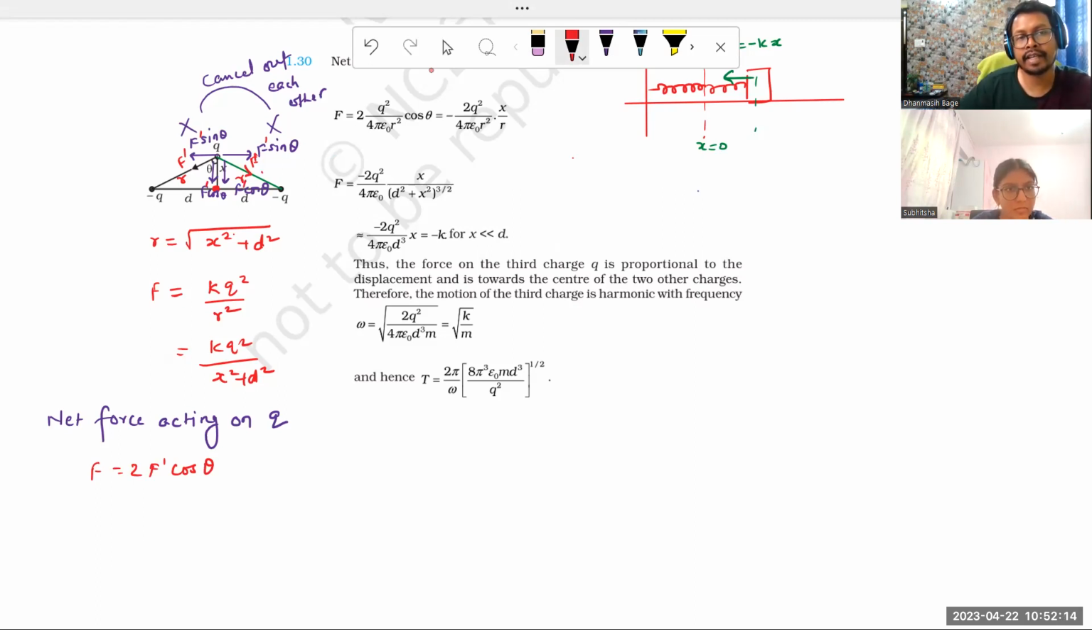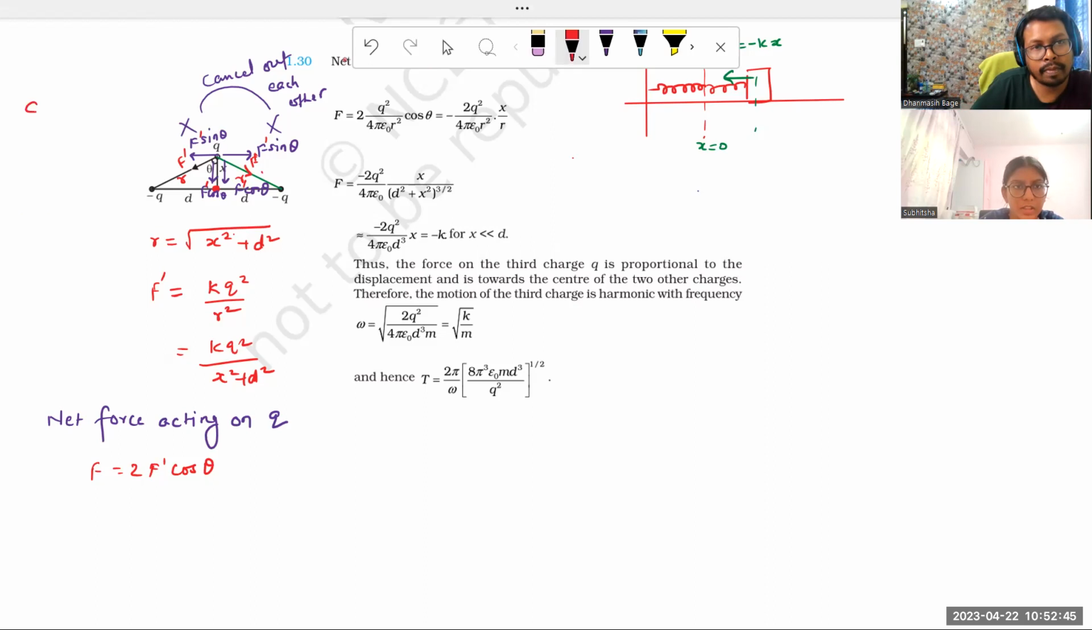Because F sin theta and F sin theta are in opposite directions, they will cancel out each other. There is no horizontal force, the x components are cancelling out. The y components, F cos theta and cos theta, are not cancelling out. So that is why the net force acting on this is 2F dash cos theta, right? That is it. F dash is equal to what? Kq square is equal to this thing. And now cos theta is equal to what? Can you tell me?